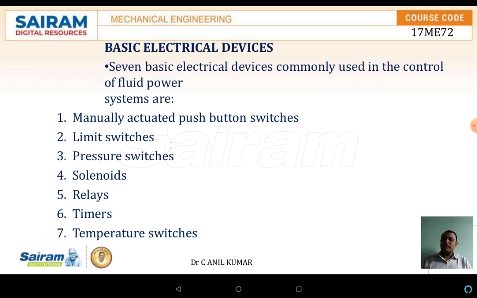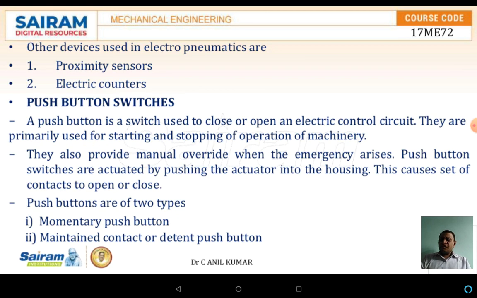You may have the question of why we have to go for these basic electrical devices. The basic electrical devices are the heart of the systems, which control the entire system, either in the form of safety, or in the form of an emergency, or in the form of a failure.